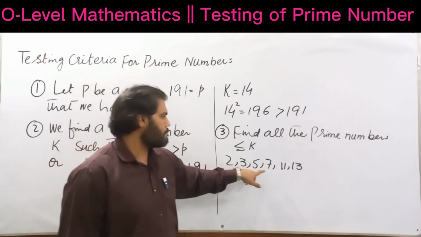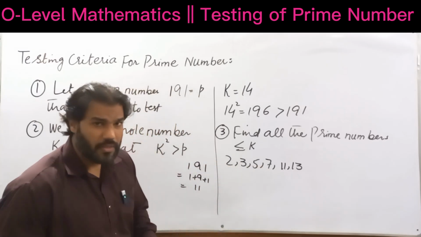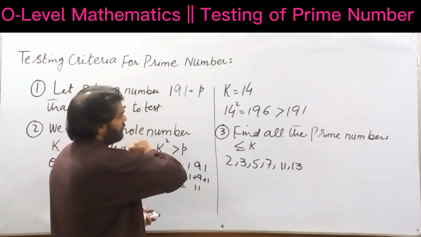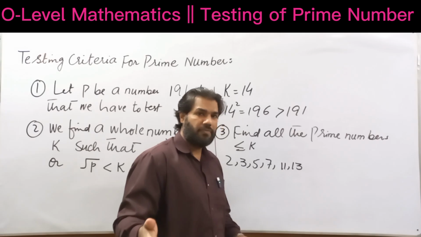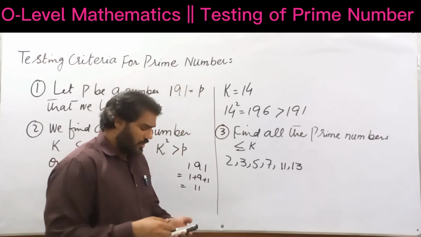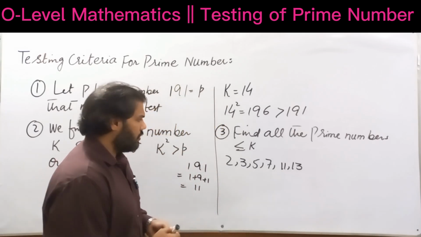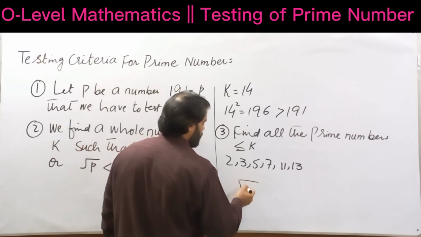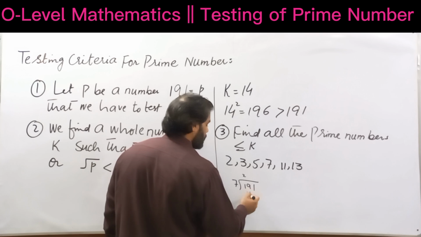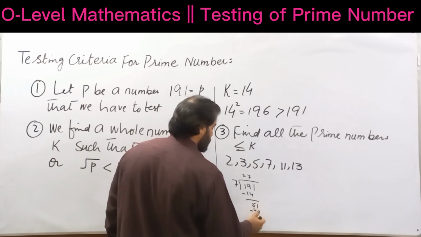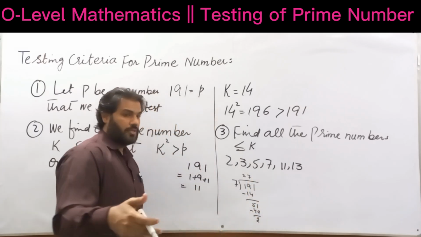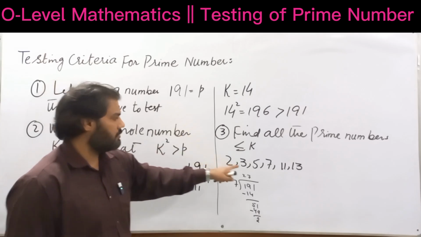Next, 7. This number is not divisible by 7. You can also check the criteria for testing divisibility by 7, or you can divide this number by long division also. 7 twos are 14, remainder is 5, 1 is brought down, and 7 sevens are 49, remainder is 2. Now the next digit would be in decimal form. It means this number is not divisible by 7.